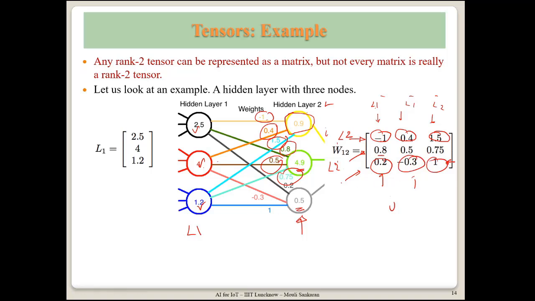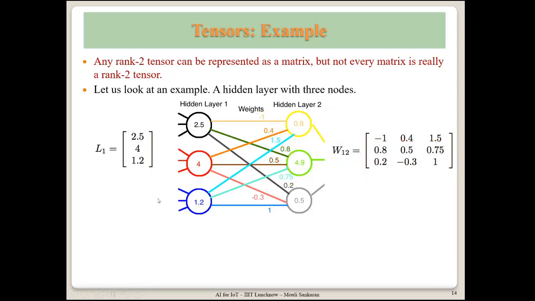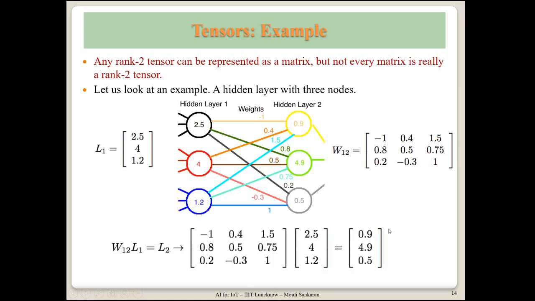So you can imagine that this is how the weight matrix is arranged inside, and they get multiplied with the values which are coming out from here. So this is the L1, and if you multiply it, you get these outputs. I hope you understand this. These are the layer 1 to layer 2 weights, that's why W12, and they are arranged in this way.